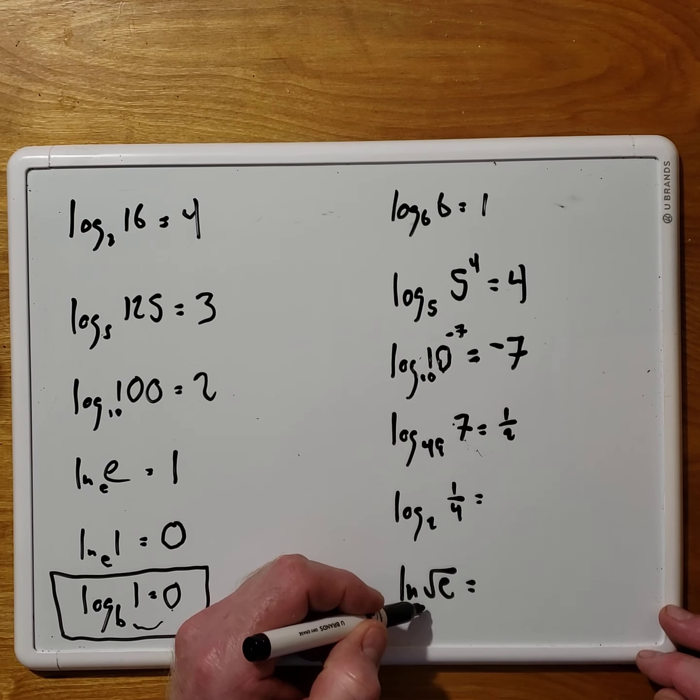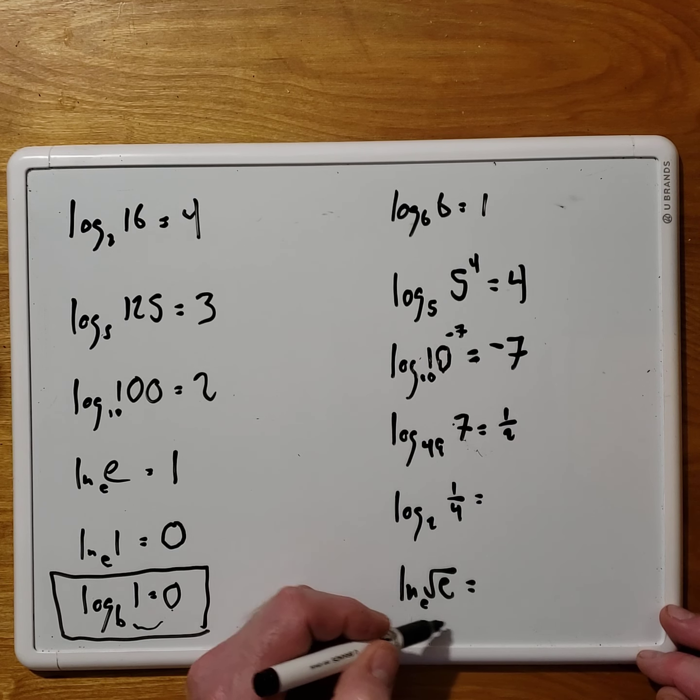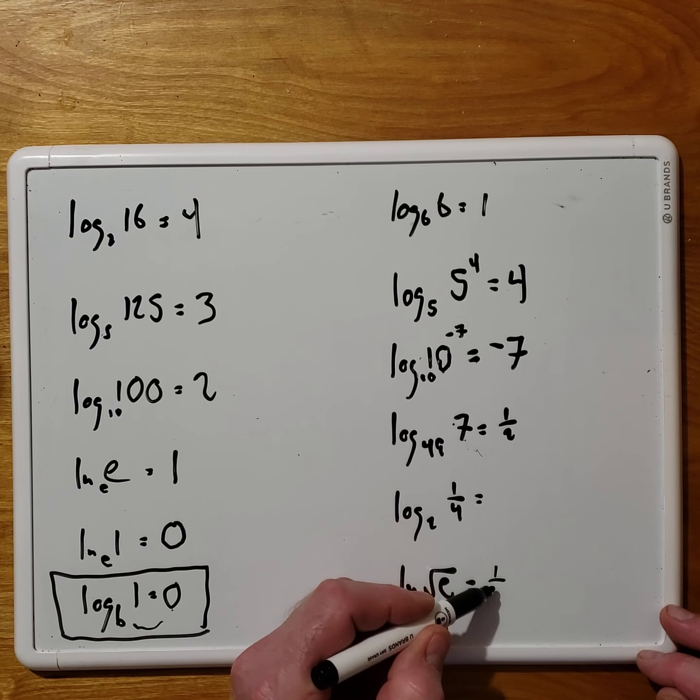And that's true here also. Natural log means log base e. E to what power is the square root of e? That's the 1/2 power.